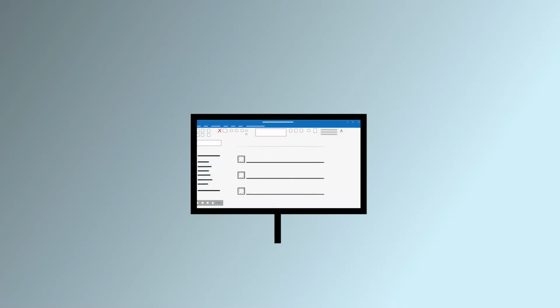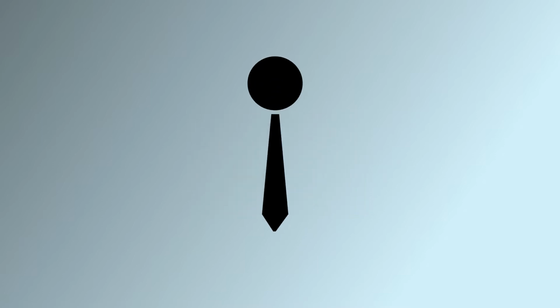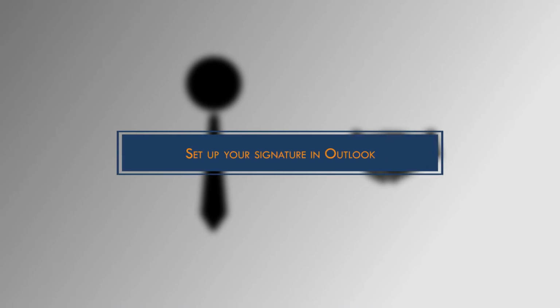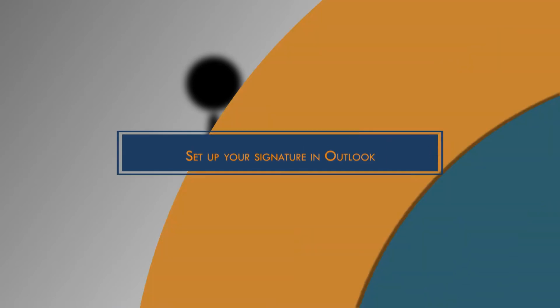Hey there. If you have spent a lot of time sending emails, sometimes it feels nice to have a personalized message with your name and contact info at the bottom. Whether you're looking for a more professional appearance or just want to make things easier for people who might want to get in touch with you, adding a signature is definitely the way to go. In this video, we will show you how to add an email signature in Outlook.